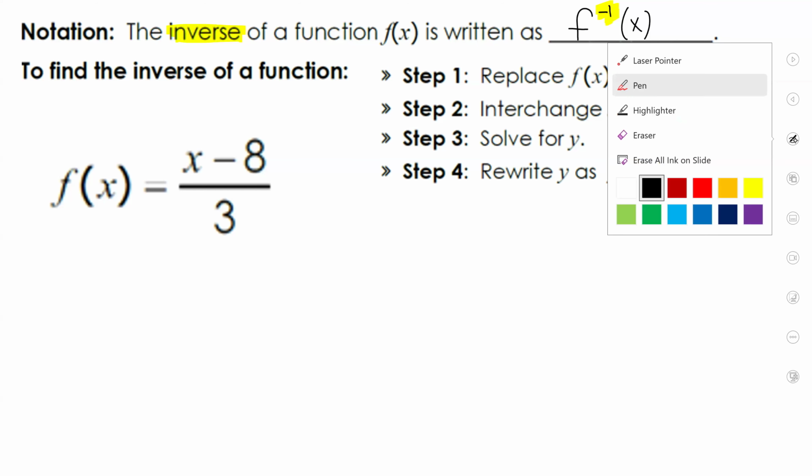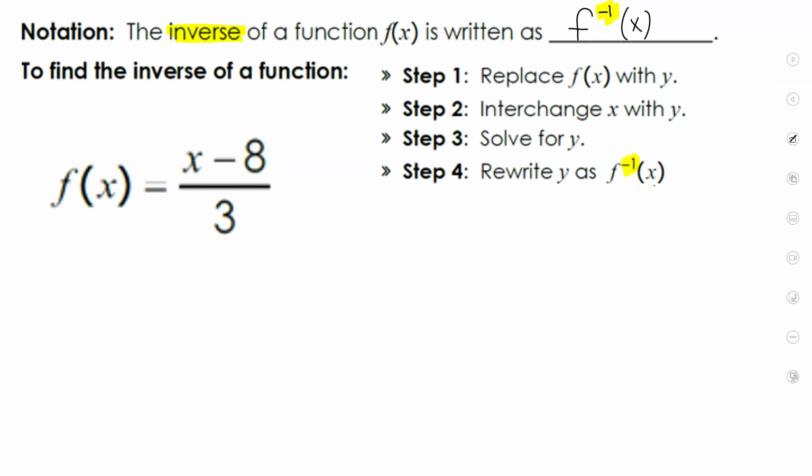To find the inverse of a function, first, anytime you see f of x, just write a y, okay? So let's go ahead and do that. Whenever you see f of x, just think of it as a y.